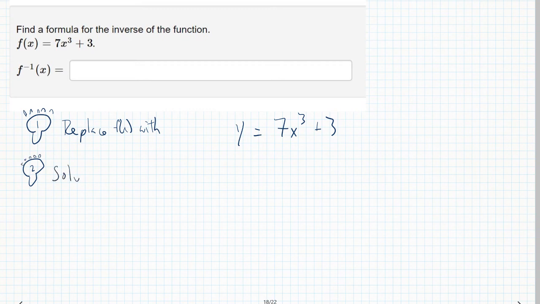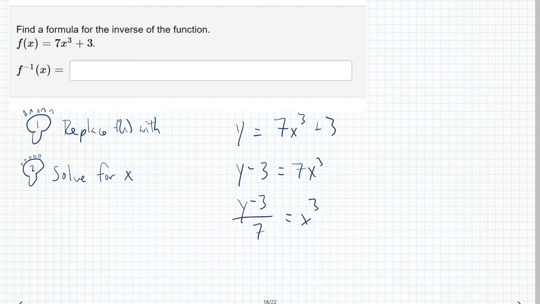Solve for x. And so in order to do that, this is the hardest step. You get y minus 3 equals 7x cubed. You want to try and isolate that x in this case. So that means y minus 3 divided by 7 equals x cubed.